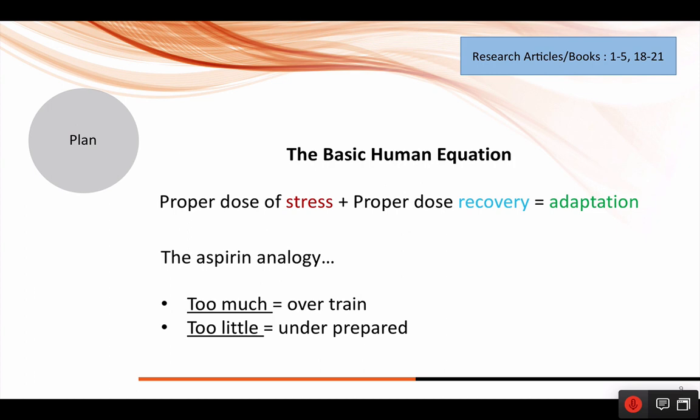And the other one that people use a lot is Goldilocks and the Three Bears, right? This porridge is too hot. That's overtraining. This porridge is too cold. That's not pushing you enough. But this porridge is just right. So we're living in that eternal question of what's the optimal dose for an athlete.